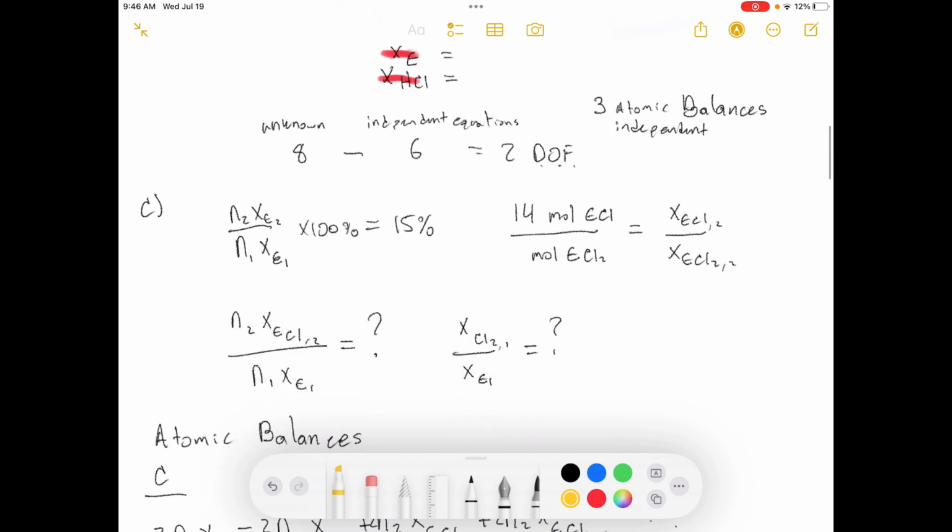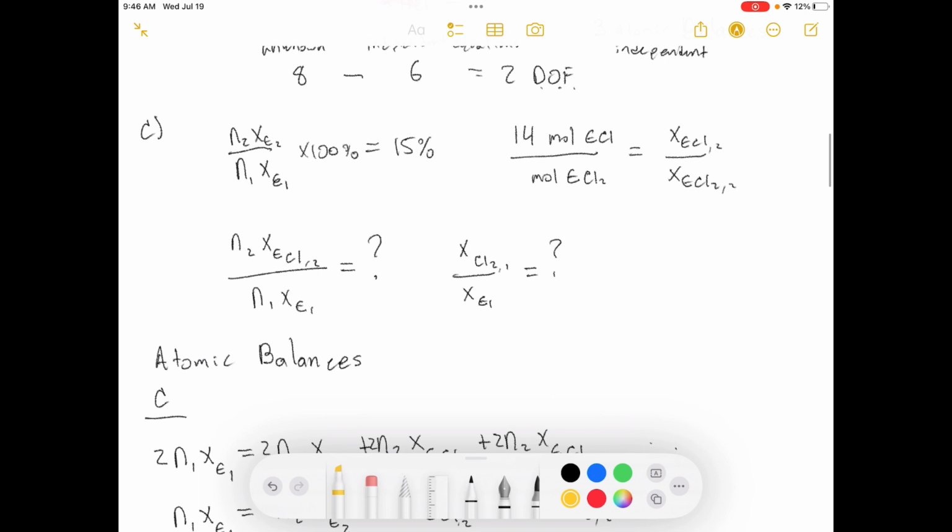Okay. Part C. The reactor is designed to yield 15% conversion of ethane and a selectivity of 12 moles of monochloroethane per mole of dichloroethane with a negligible amount of chlorine in the product gas. Calculate the feed ratio and the fractional yield of monochloroethane.